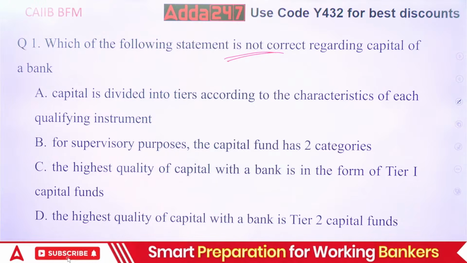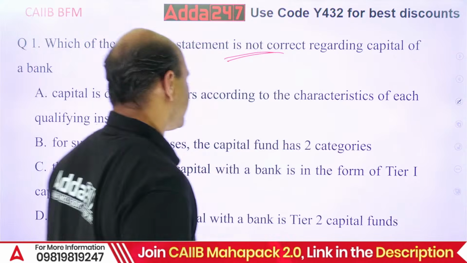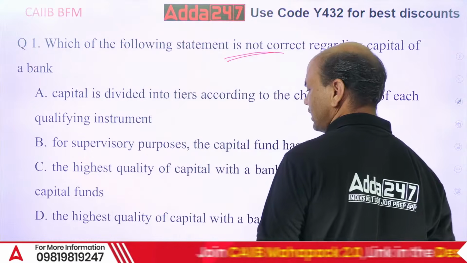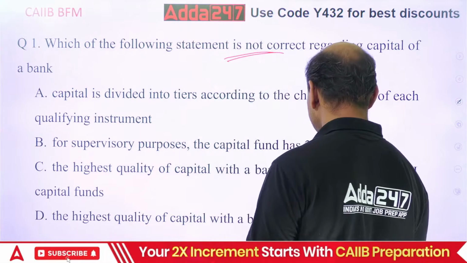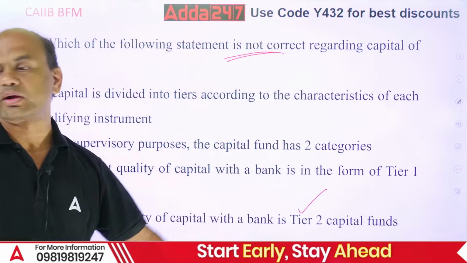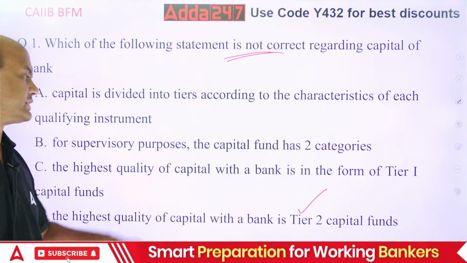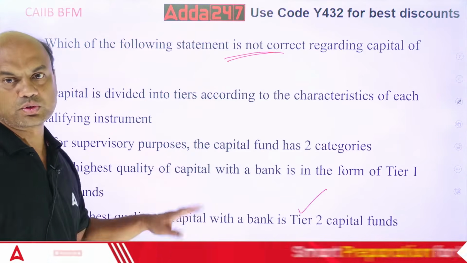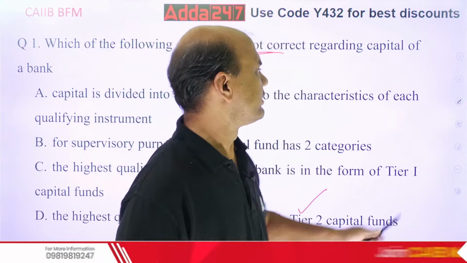Got it everyone? So which is the answer? D, very good. The highest quality of capital is not tier 2. The statement that the highest quality of capital with the bank is tier 2 capital is wrong. It is not tier 2, it is tier 1. Tier 2 is known as supplementary capital.